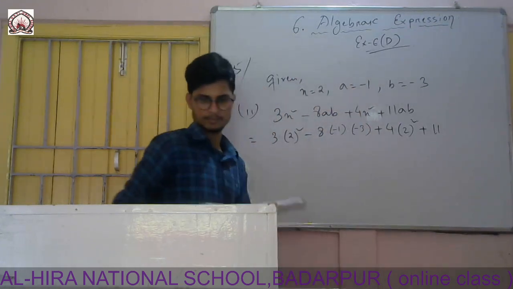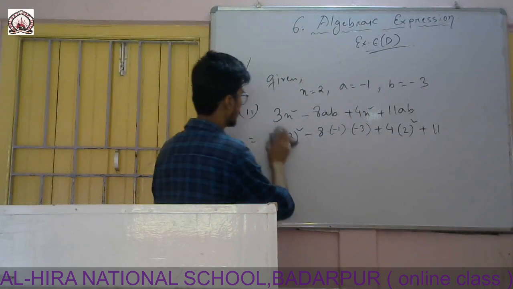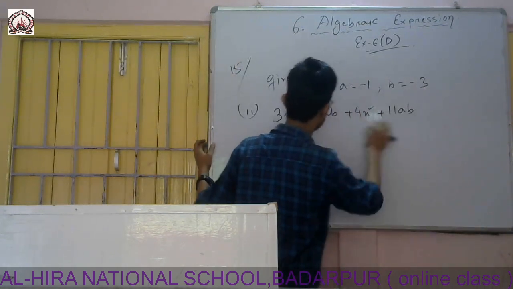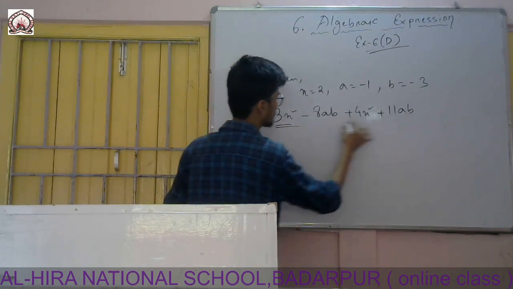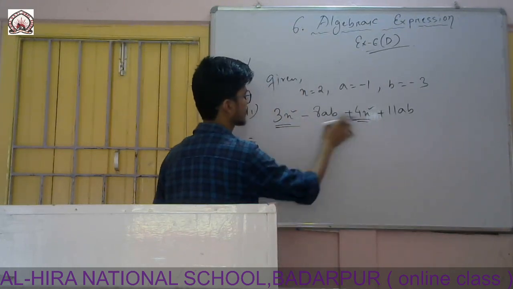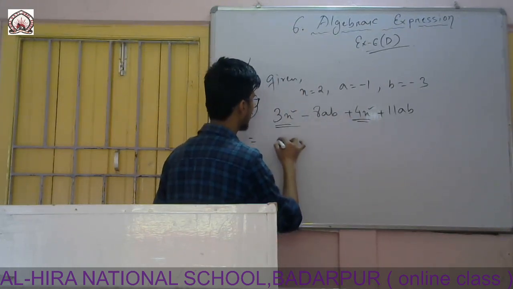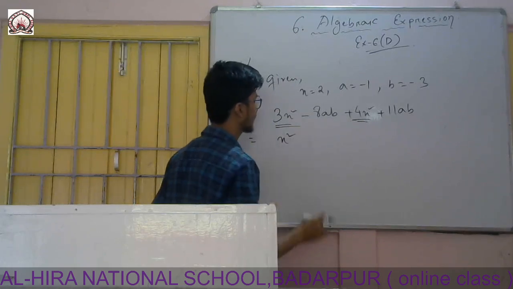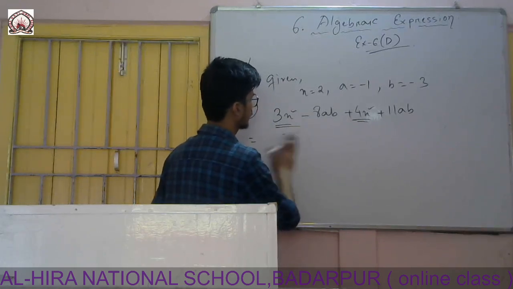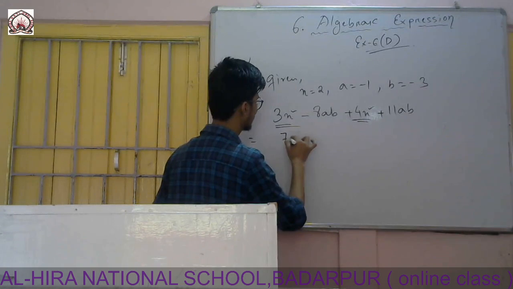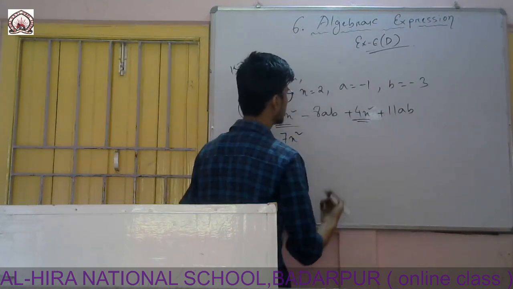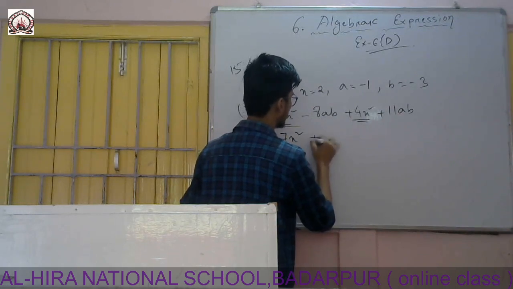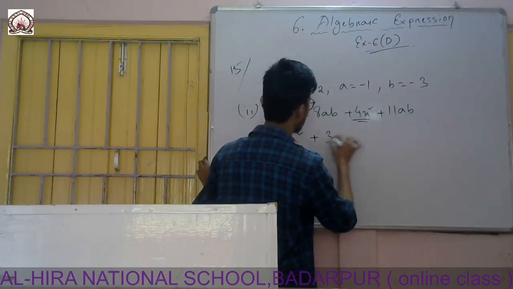before putting the value I can solve this one. See, these two terms are like terms, so 3 plus 4 it is 7 x square, and there you see minus plus it is minus, so answer will be plus 3ab.